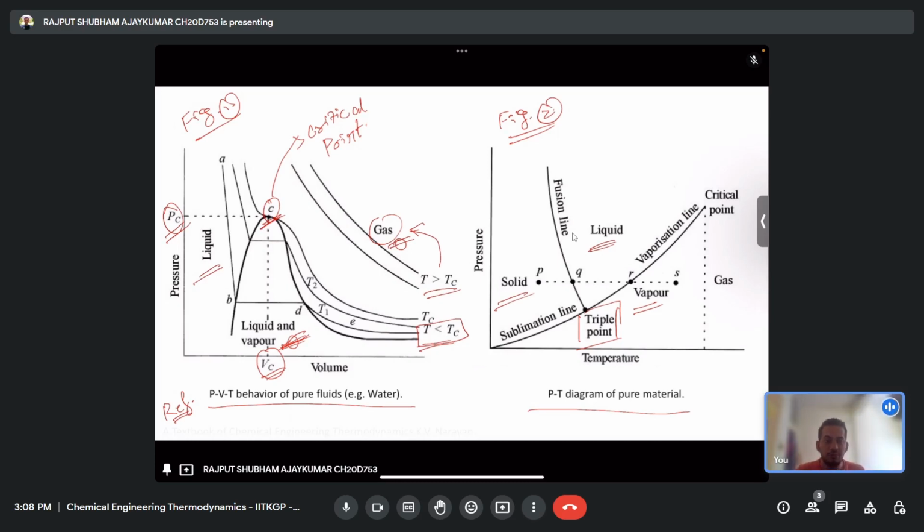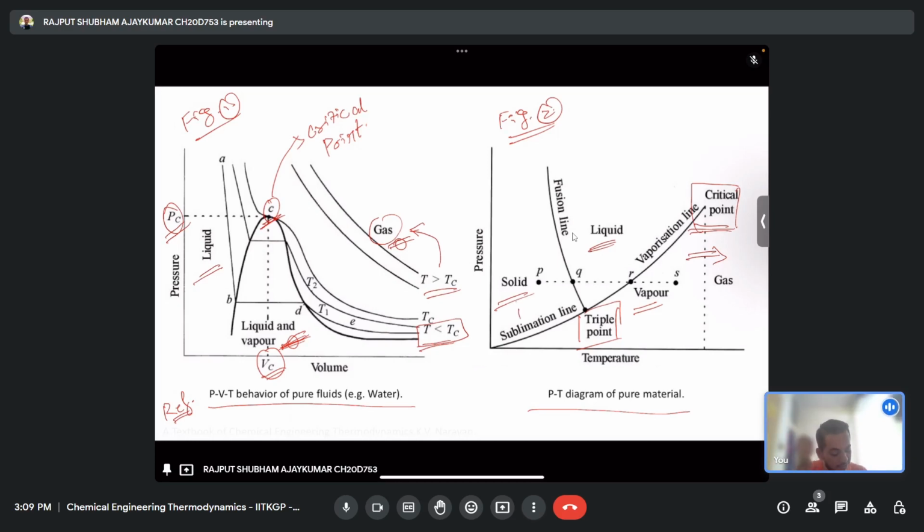If you keep on increasing the temperature, the PT diagram of a pure material will reach a point which is known as the critical point. So here there is also a critical point, and beyond that all will be the gas phase. So above the critical point, the pure material will exist in the form of gas phase only.